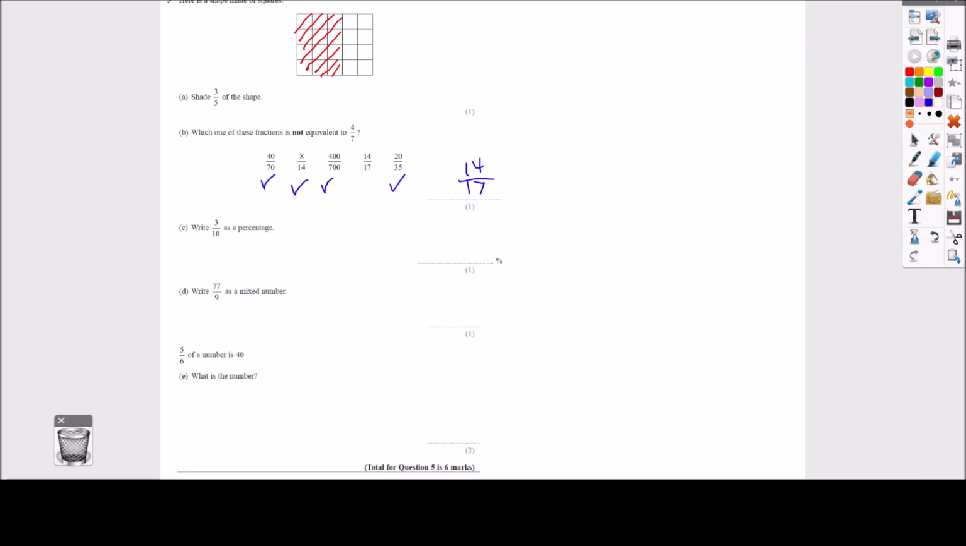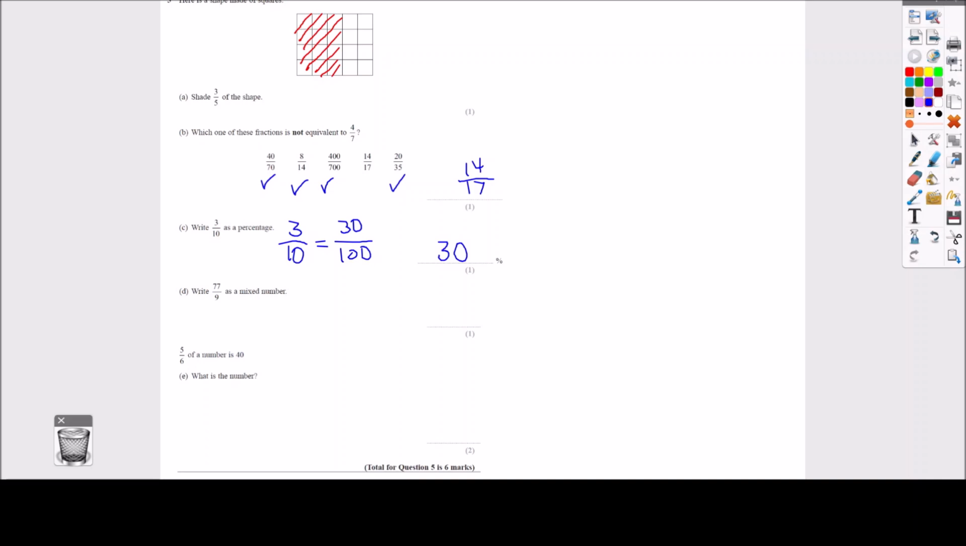Right, part C, write 3 out of 10 as a percentage. Well, percentage means out of 100. So 3 out of 10 is the same as what out of 100? Well, we're just timesing top and bottom by 10, so it's the same as 30 out of 100. If you're not confident with that, just put 3/10 as a fraction into your calculator, multiply that by 100, that will also give you 30.